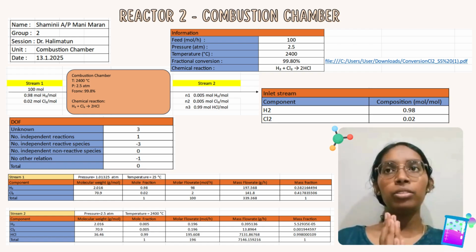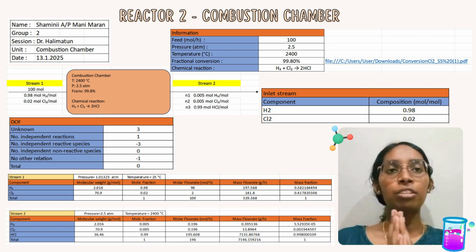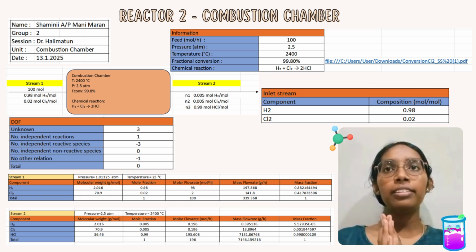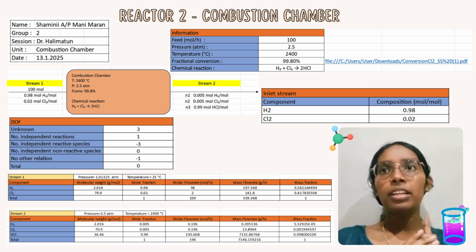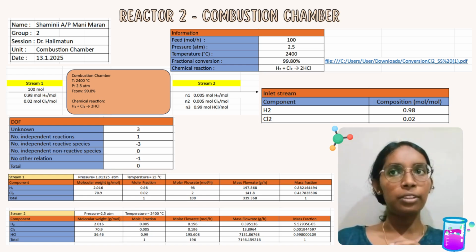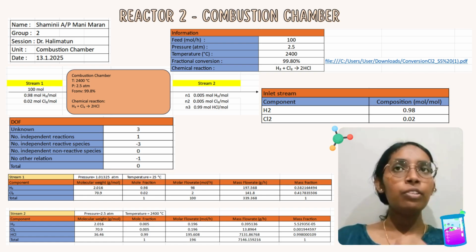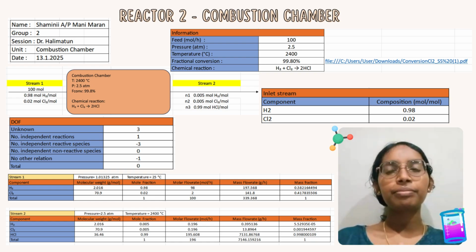So as usual, I'll be using degrees of freedom analysis, and I've used the extent of reaction method. The unknowns are 3: N1, N2 and N3. The number of independent reactions is 1, which is H2 plus Cl2 equals HCl. The number of independent reactive species is 3: H2, Cl2, HCl. The number of independent non-reactive species is 0. Other relations are the fractional conversion, and the total degrees of freedom is 0, which means we can solve this reaction.